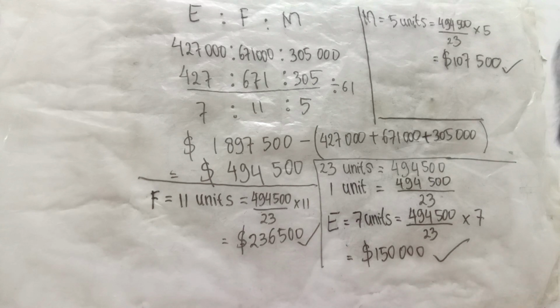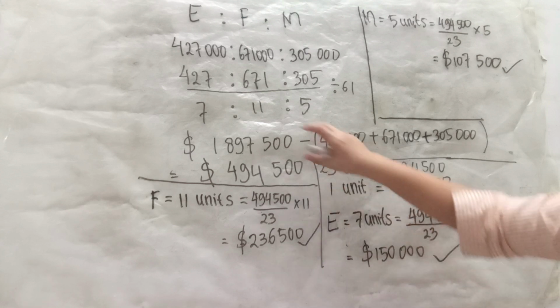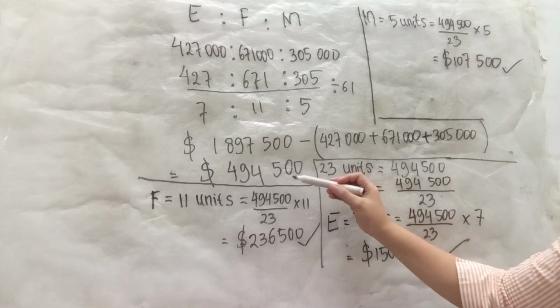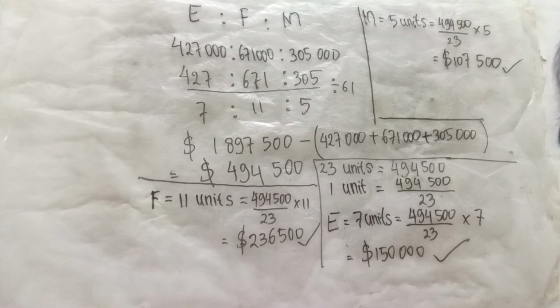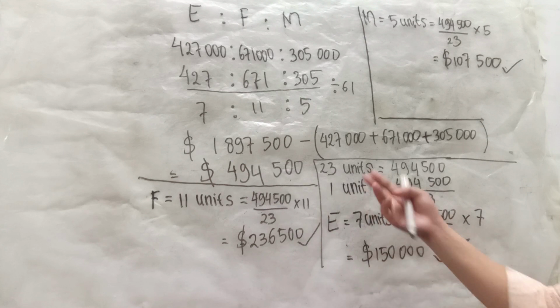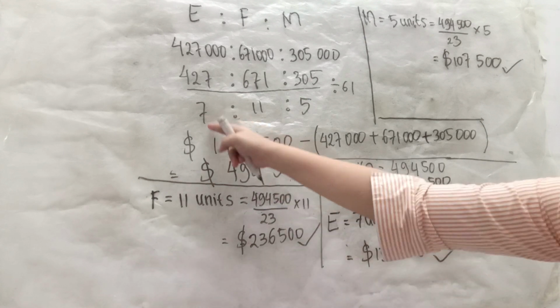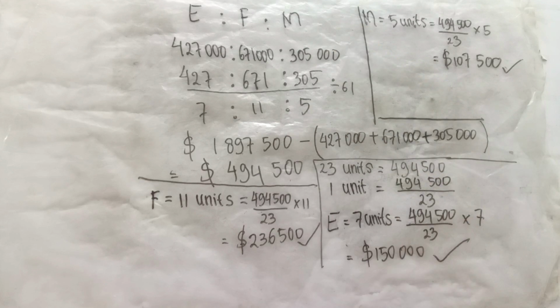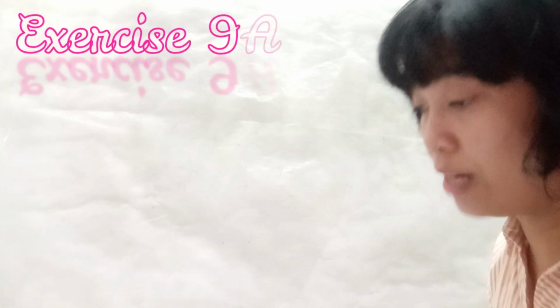So first we find the profit. How to find the profit? First we take the amount of money that they got minus their investments. So they will get 494,500, and 494,500 equal to 23 units. How can we get 23 units? From here, 7 units for Ethan, 11 units for Farhan, and 5 units for Michael. I hope you can understand. So this is for number 13. Next we will go to number 14.